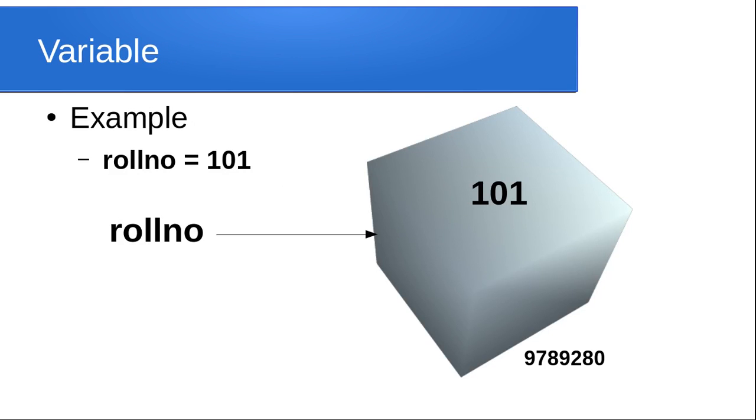Here you can see the example: roll number is equal to 101. As I told earlier, here roll number is the variable name and 101 is the value, and there is one more number, 9789280. This is the memory address. In Python it is known as the unique identifier. So every value is stored in some memory location that is identified by a unique identifier. Let me explain with an example.